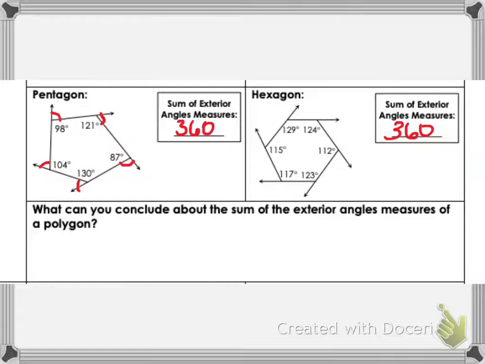And what can we conclude about the sum of the exterior angles of a polygon? They always add up to 360 degrees. Let's call this, oops, I was going to say the sum of the exterior, and I realized I shouldn't abbreviate that. Yeah, so let's just call it sum of the exterior angles is 360.